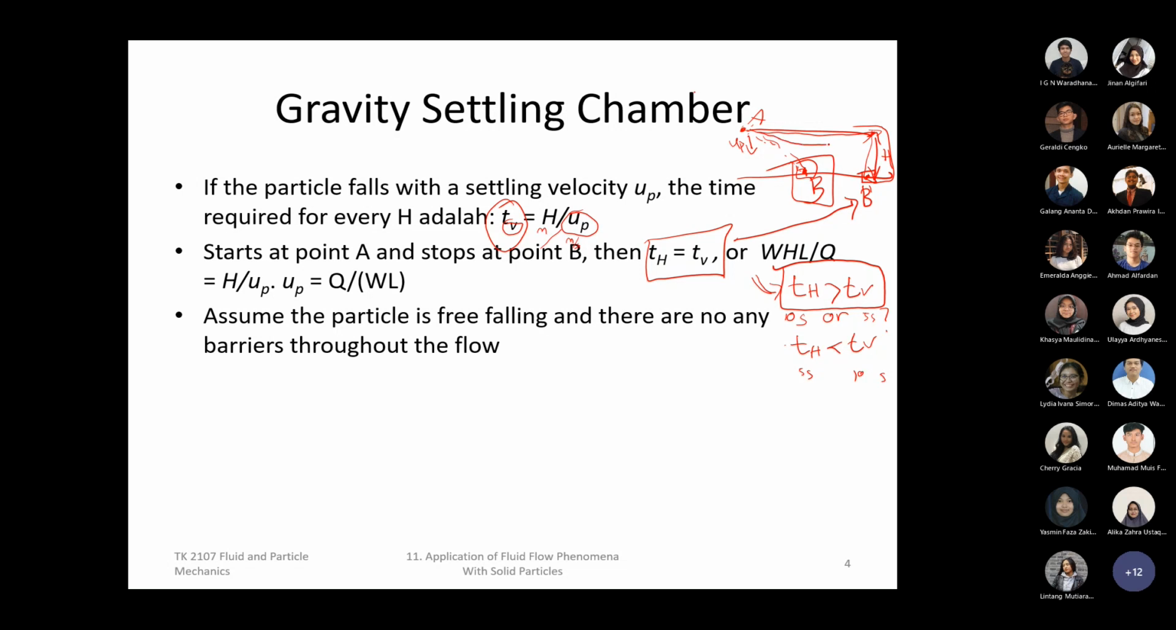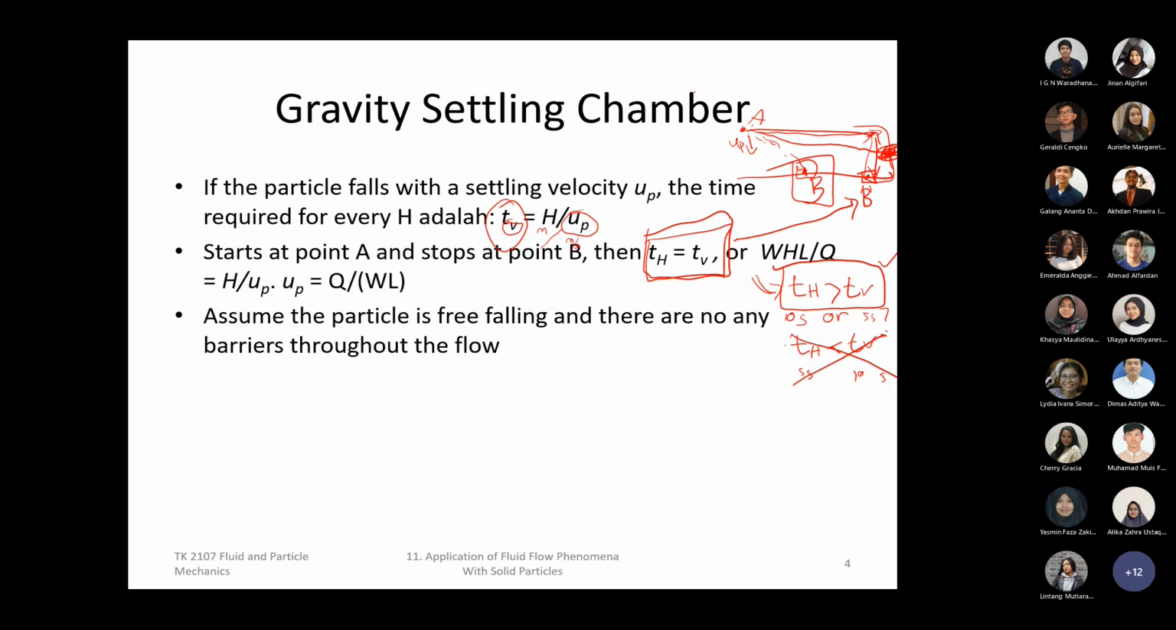Then likely it's still going to be carried over. Okay, that's still going to be carried over. So that's not good. Okay, this is what we want. That's the limit: TH is equal to TV. And then by substituting, you just need to substitute the TV and TH.